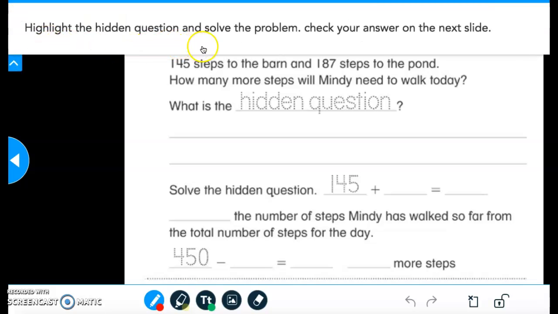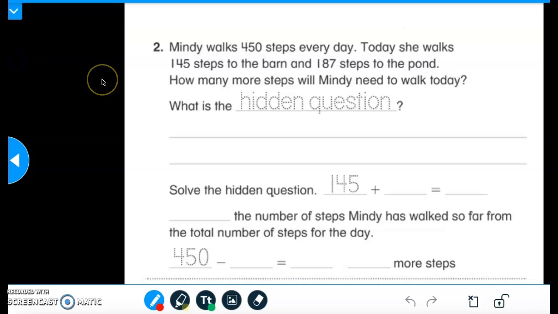So here it says highlight the hidden question and solve the problem. Check your answer on the next slide. So there's two things that we need to do.